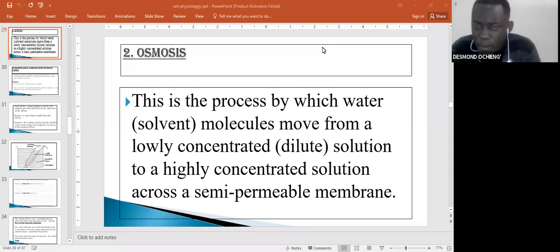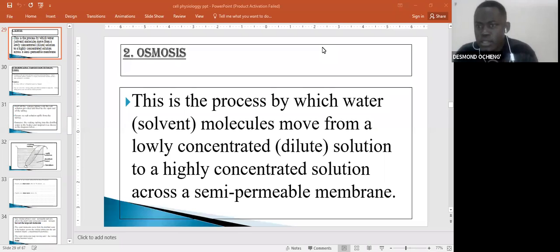Now, for today's class, we are going to look at osmosis. Osmosis is the second physiological process that we are looking at. And what do we expect to know in today's class? Now, the same objectives that we had for diffusion, we expect to have them here. So by the end of this lesson, I expect you to, number 1, be able to define osmosis. And you should be able to describe the importance of osmosis and the roles of osmosis in living organisms.